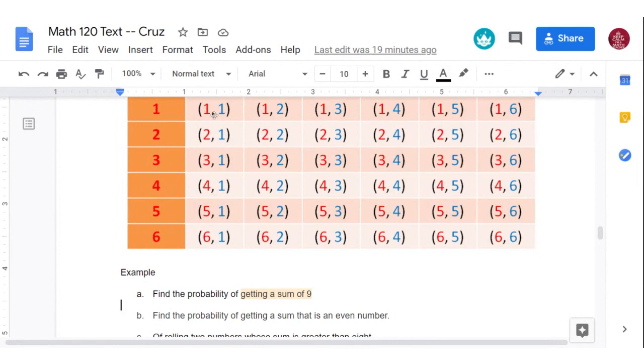Like on this first one right here, if you were to put an addition sign in between, adding them together. Yeah, 1 plus 1, so that would be a sum of 2. This one would be a sum of 3. This one would be 4, 5, 5, 4, 6, 7. So where do you see one that actually is 9? So this is 3, 4, 5, 6, 7, 5, 4. 8.